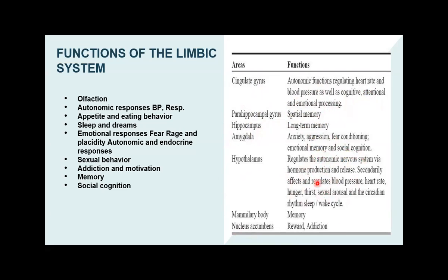Hypothalamus: it mainly regulates the autonomic nervous system via hormone production and release. And it also regulates blood pressure, heart rate, hunger, thirst, sexual arousal, and circadian rhythm. The mammillary body is involved in memory, and the nucleus accumbens in reward centers and addiction.